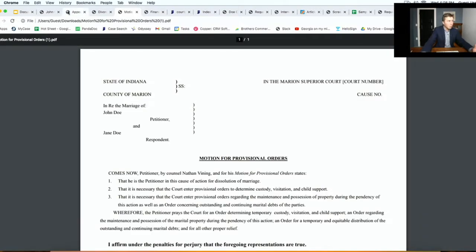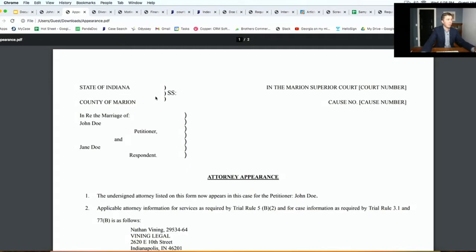There are also two other documents that you're going to see when you file the divorce case. There's the appearance. A lot of times the attorney will file an appearance.